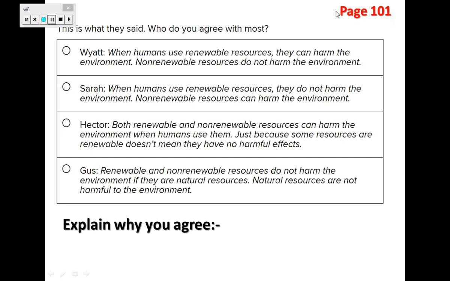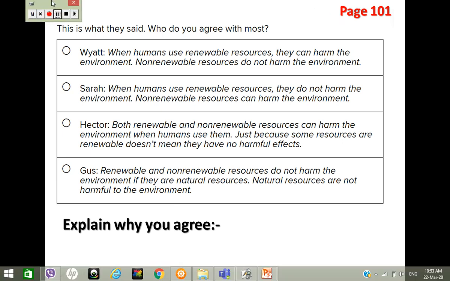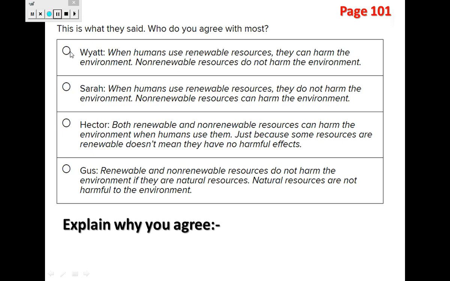Okay, back to our page, which is page 101. We are still in the same page. Now let's read the question in front of us. This is what the four friends said. Who do you agree with most? Let's see the opinion of each friend and let's see which one you are going to agree with most.